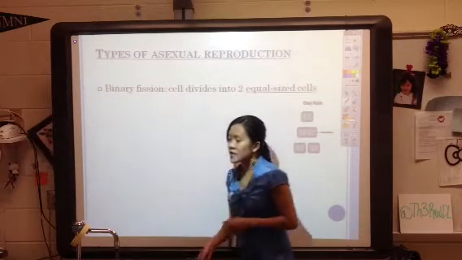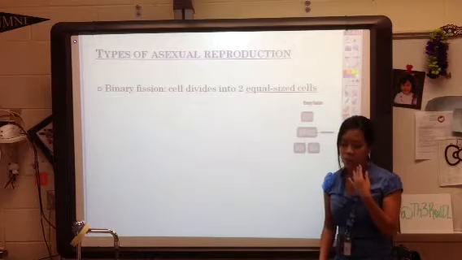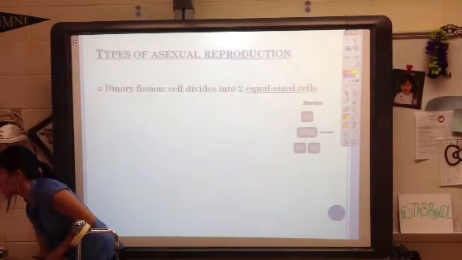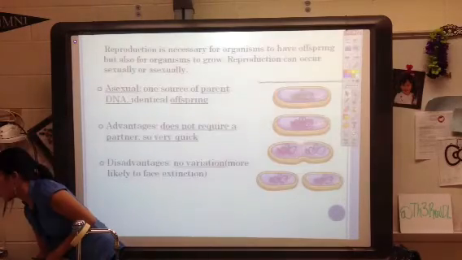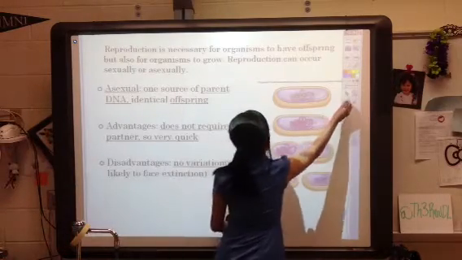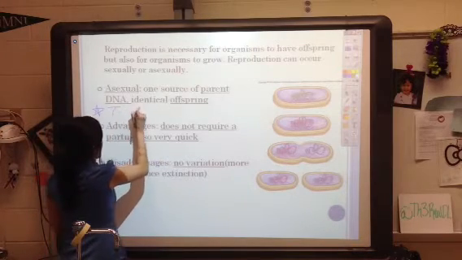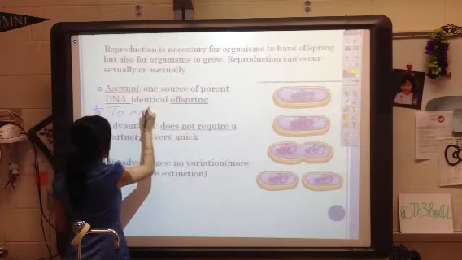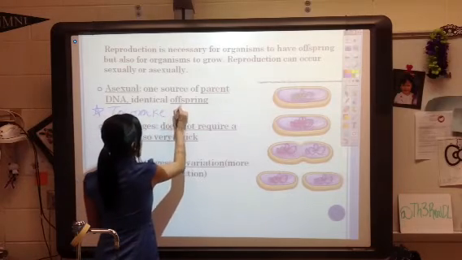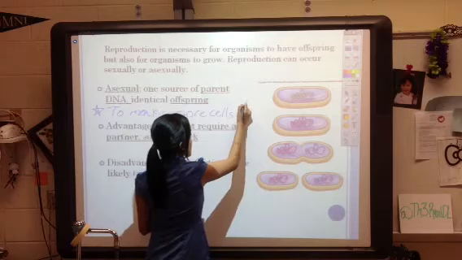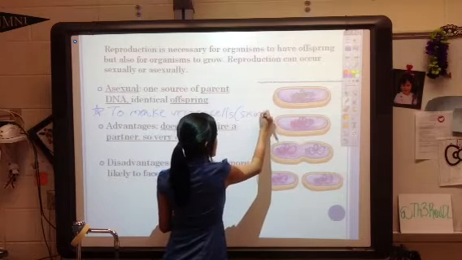For our different types of asexual reproduction, remember that asexual reproduction can actually occur, and we'll want to add this in, to make more cells, like skin cells.